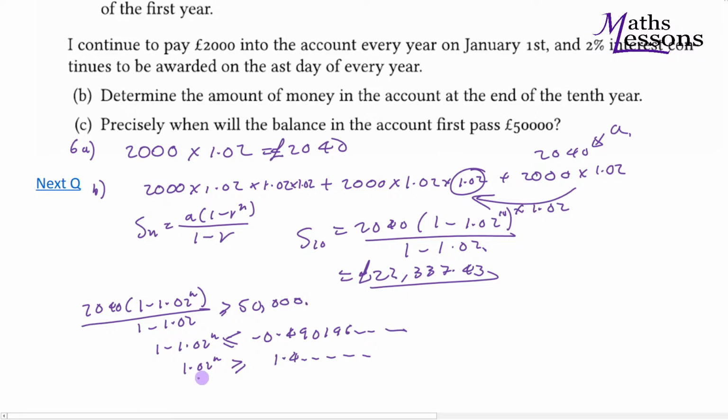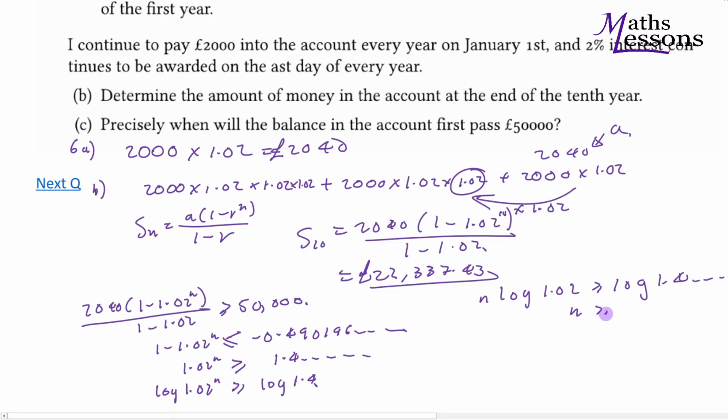And now we can take logs of both sides. So we've got log of 1.02 to the n is greater than or equal to log of 1.4. And then we bring the n outside using that little bit of the formula in the logarithm rules. We get n log 1.02 is greater than or equal to log of 1.4 and all the rest.